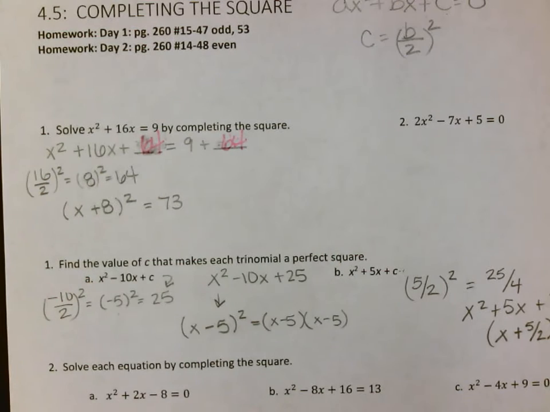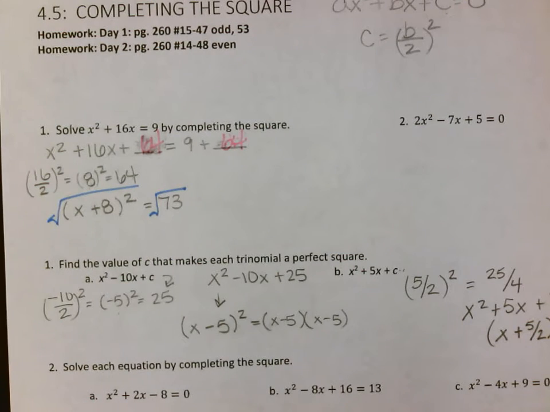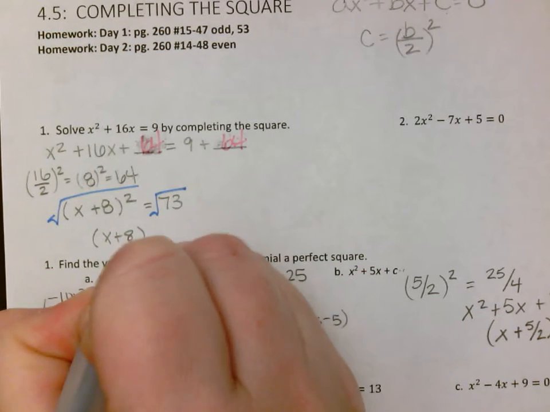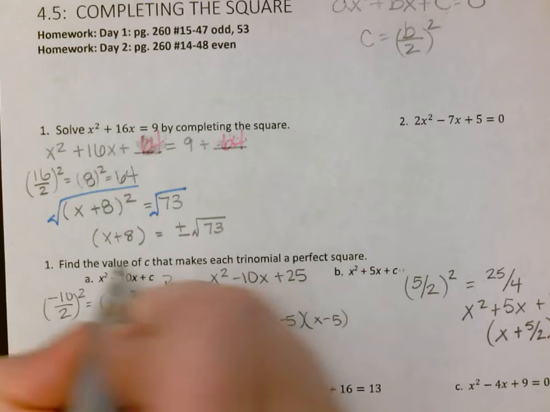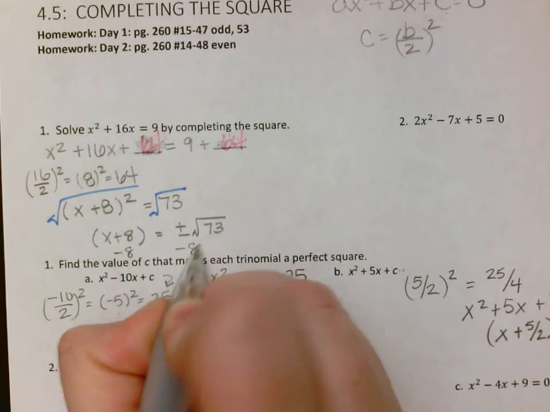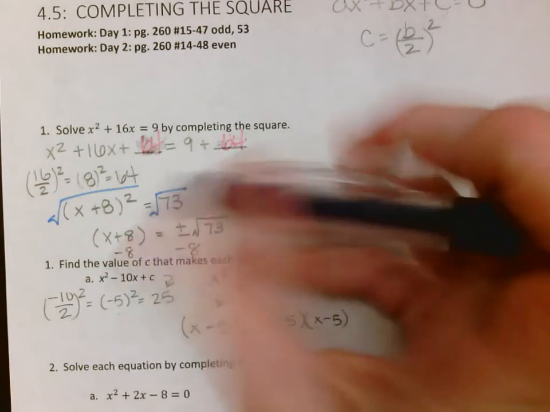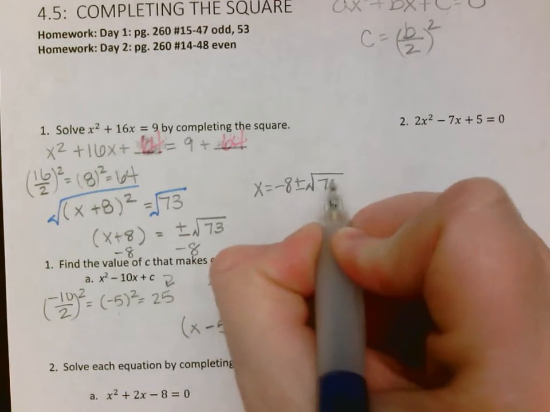Square root both sides. I'm going to add the square root in. Since I put the square root in, this is going to be x plus 8 equals plus or minus the square root of 73. Subtract 8 from both sides. My final answer is x equals negative 8 plus or minus the square root of 73.